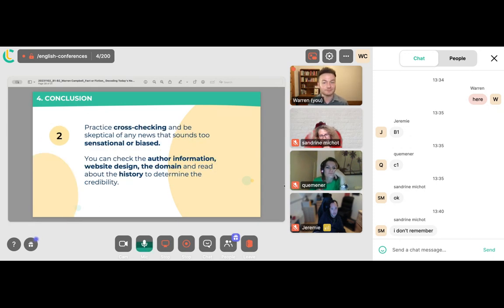Practice cross-checking and be skeptical of any news that sounds too sensational or biased. And you can also check the author information, website design, the domain, and read about the history to determine the credibility as well.